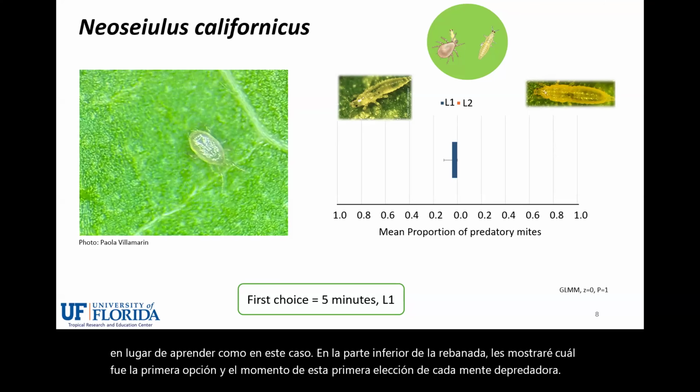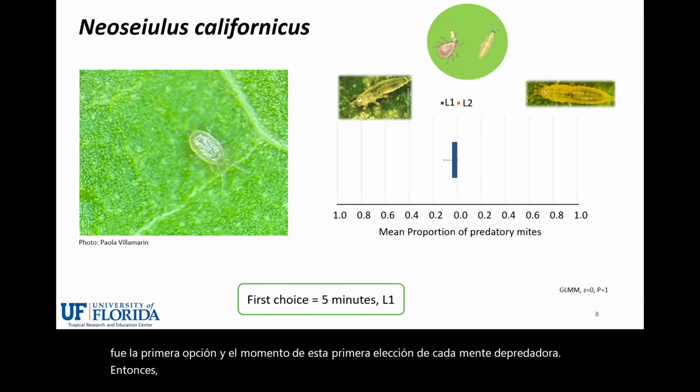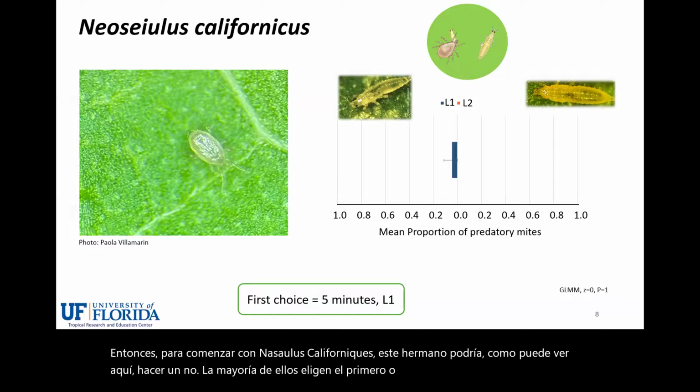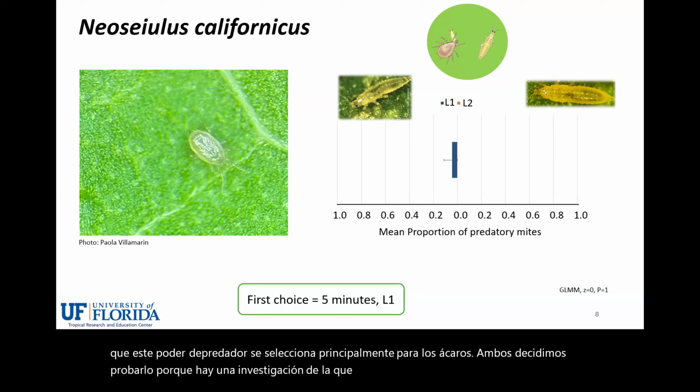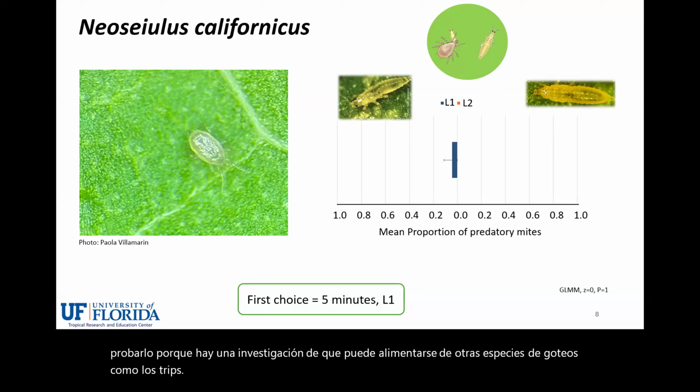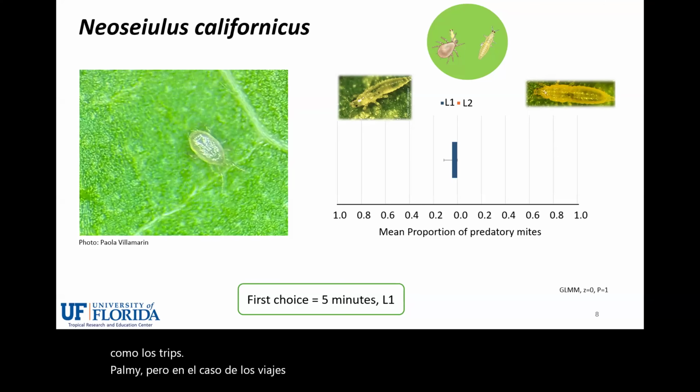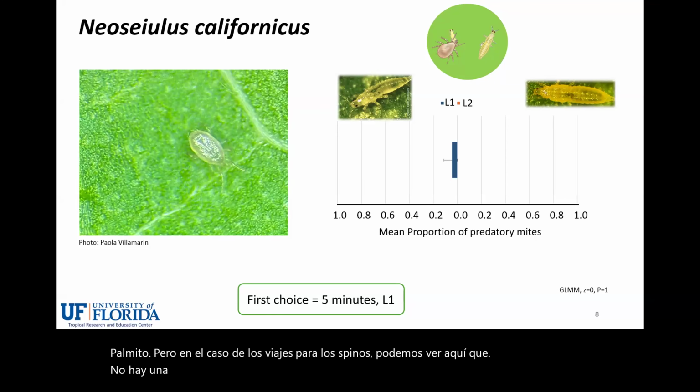So to start with Neoseiulus californicus, as you can see here, not most of them made a choice for first or second instar larvae, and this is because this predatory mite is mostly selective for spider mites. But we decided to test it because there is research that it can feed on other thrips species such as Thrips palmi. But in the case of Thrips parvispinus, we can see here that there is no high preference for this thrips species.